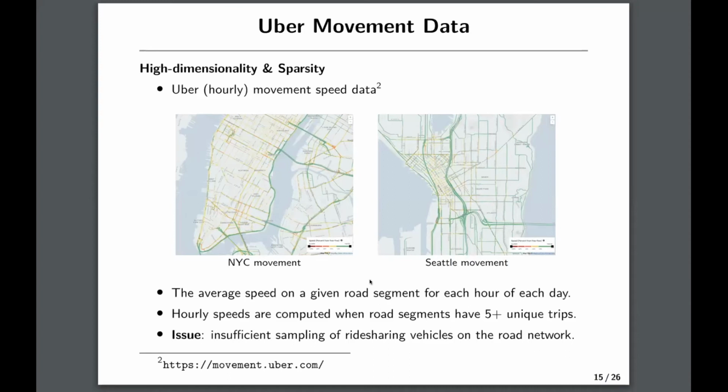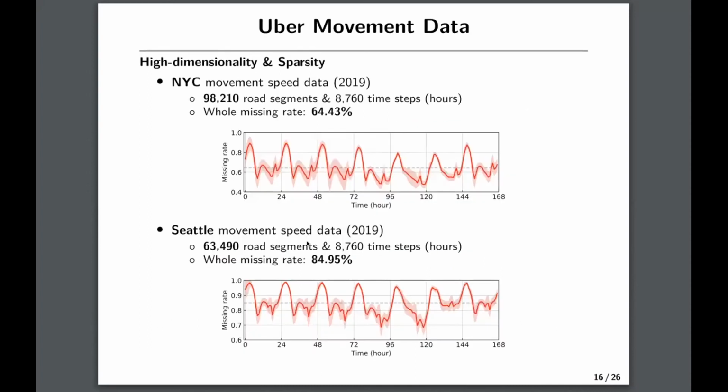Hourly speeds are computed when a route segment has at least 5 unit trips. However, one technical issue is the insufficient sampling of ride-sharing vehicles on the road network. We just analyzed the dataset. In New York City, the dataset has many route segments, and the overall missing rate is higher than 60%. At rush hours, the missing rate is relatively small, but in the middle of the night, the missing rate is very high because we don't have many ride-sharing vehicles at night.